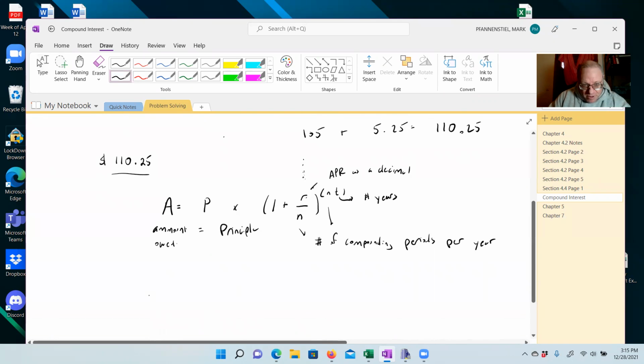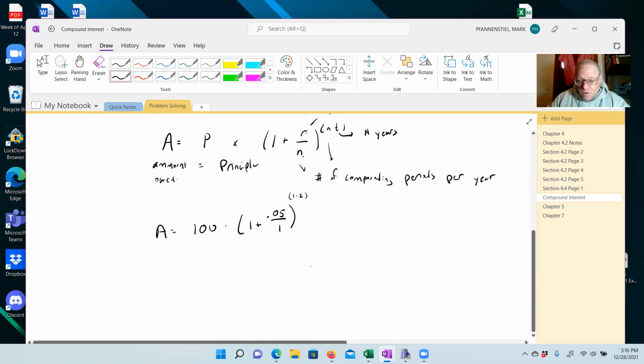We're going to have the amount owed is equal to, well, we've owed them $100, times, and we have our 1 plus. Now, here's the mistake everybody makes. You have to convert your 5% APR, 5% interest rate, to a decimal, divided by, well, we only compounded it once a year, divided by, and then we have NT. So we have number of compounding periods per year, 1, times, we went for 2 years here. So that's what we have for our formula.